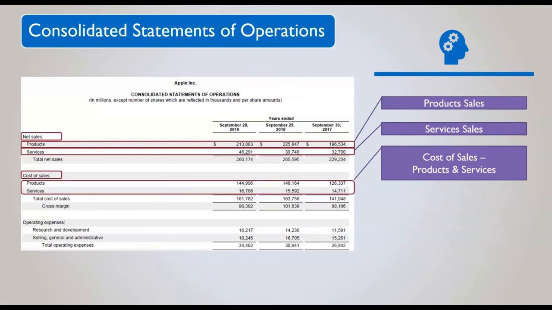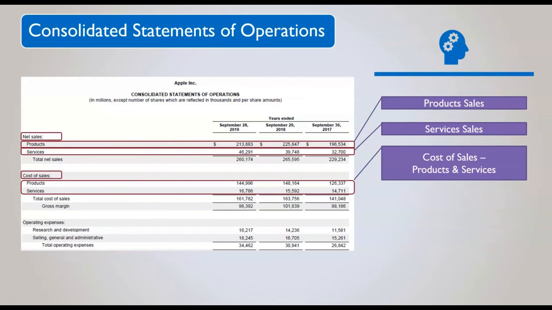Cost of sales section. So we can see the cost of sales now related to products and services. Cost of sales represents the cost of goods sold or the direct cost of producing the product sold by Apple. For instance, this includes the cost of the materials and labor incurred to make those products. For example, costs incurred to make the iPhones. Note that this excludes indirect costs, such as selling costs, research and development costs, R&D, those type of costs.